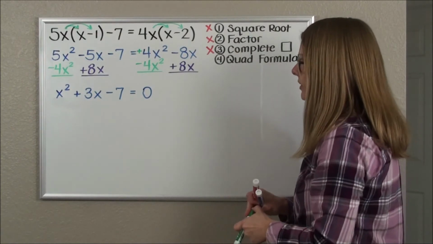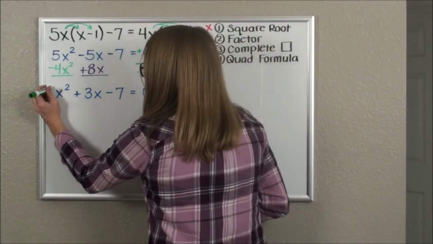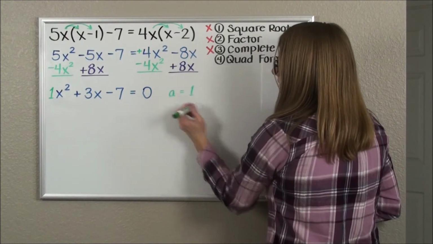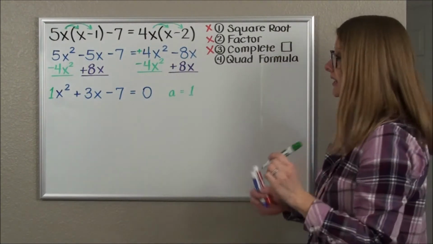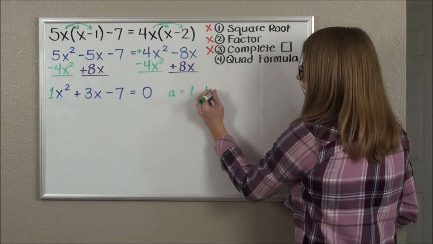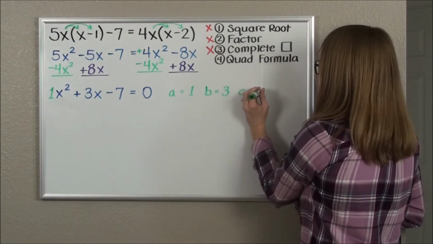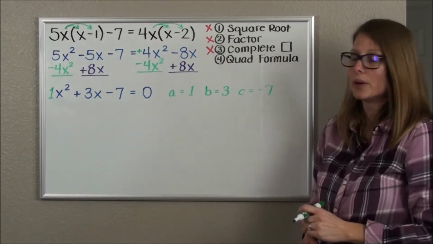If I'm going to use the quadratic formula, I want to identify who A, B, and C are. In this case, A is 1. It's that invisible coefficient on x squared that I didn't see. B is the coefficient on x, which is 3 here. And C is the constant, which is -7 in this example.